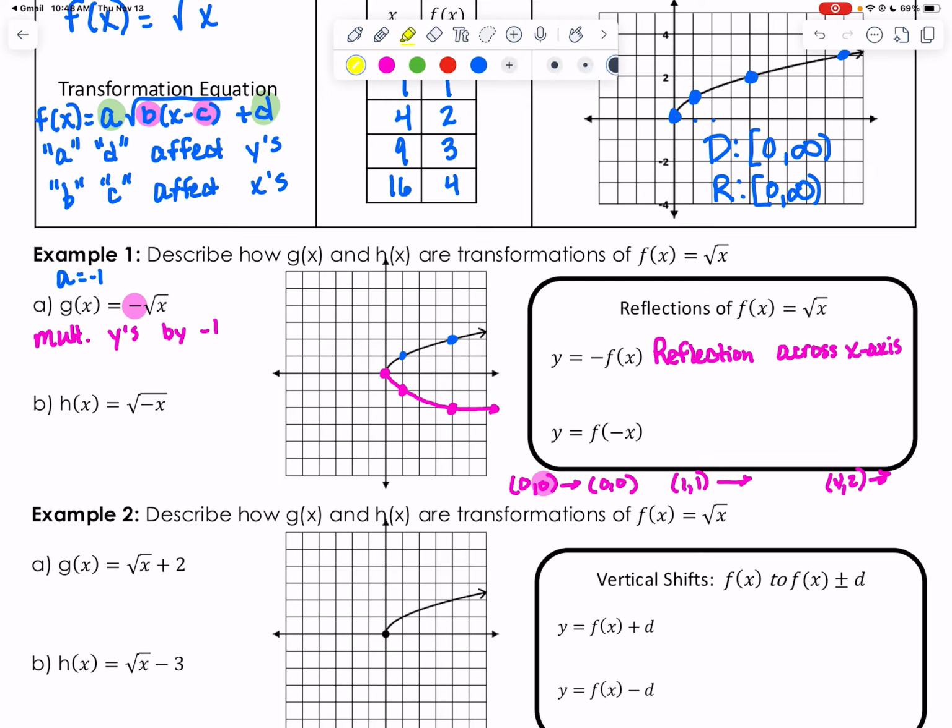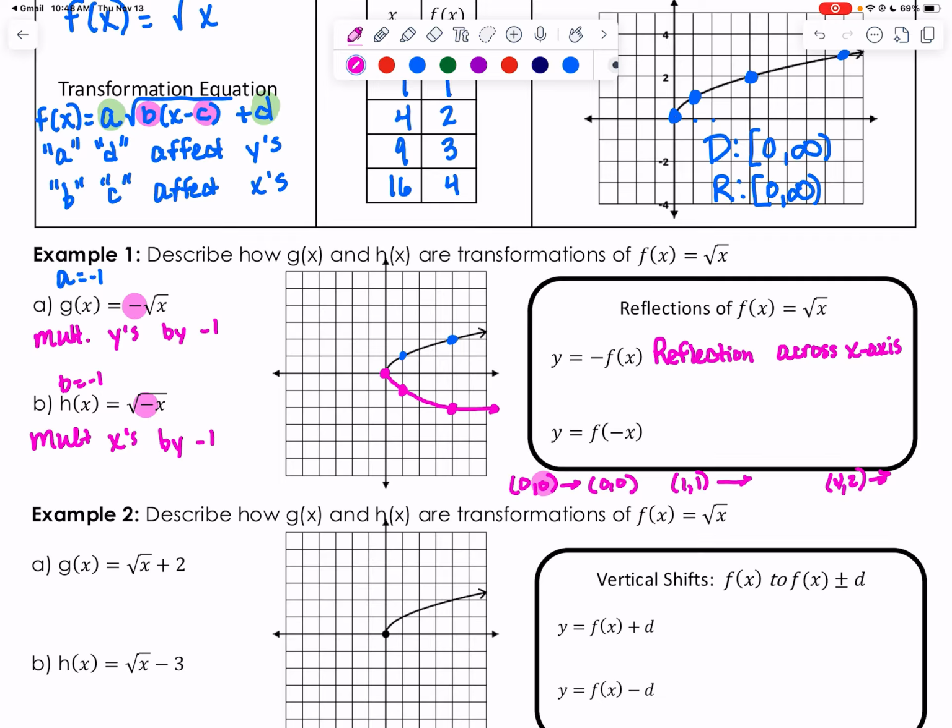Now, this time what I want you to notice is that the negative is under the square root. So that's going to affect our x values. That means b is negative 1, so we will multiply the x's by negative 1.